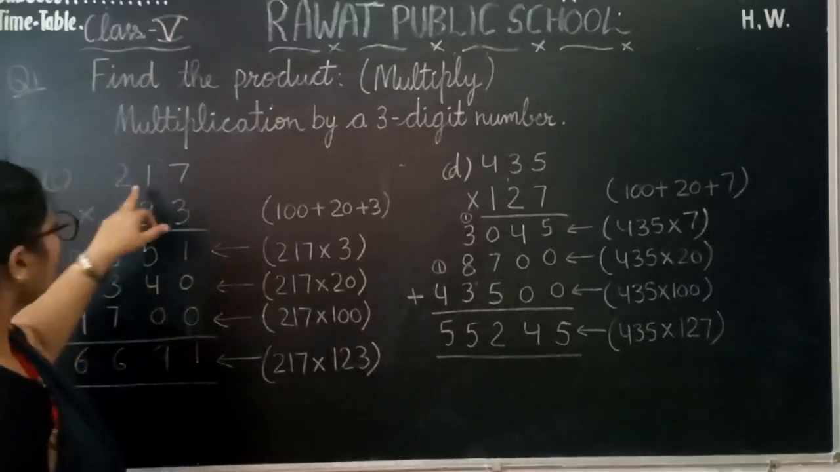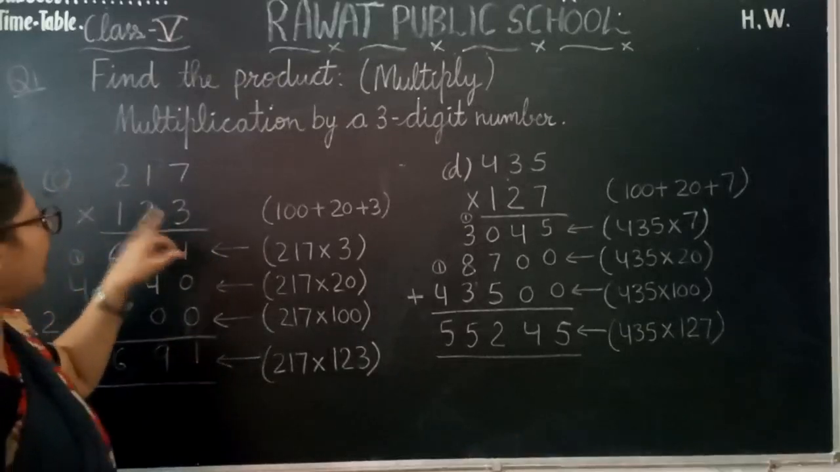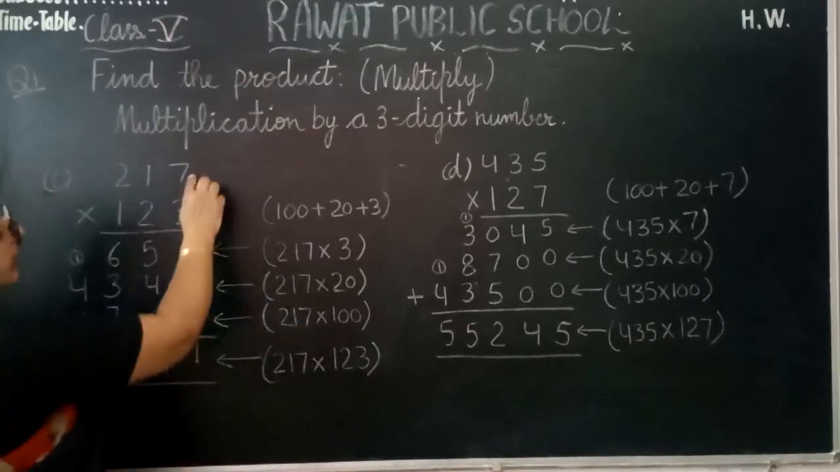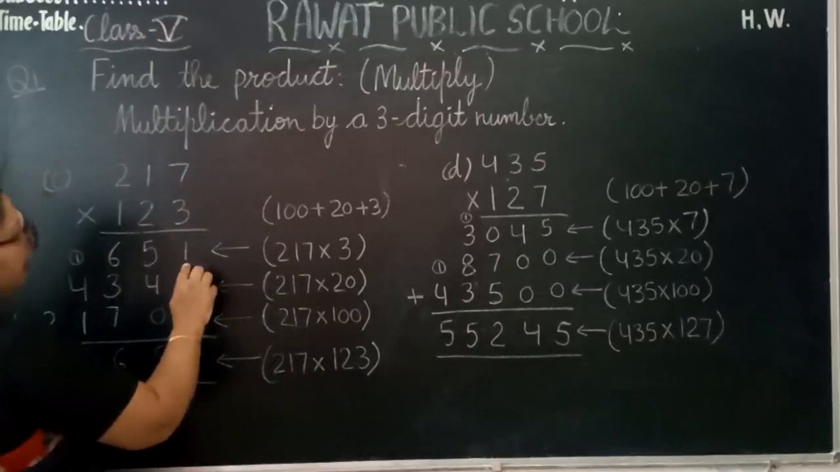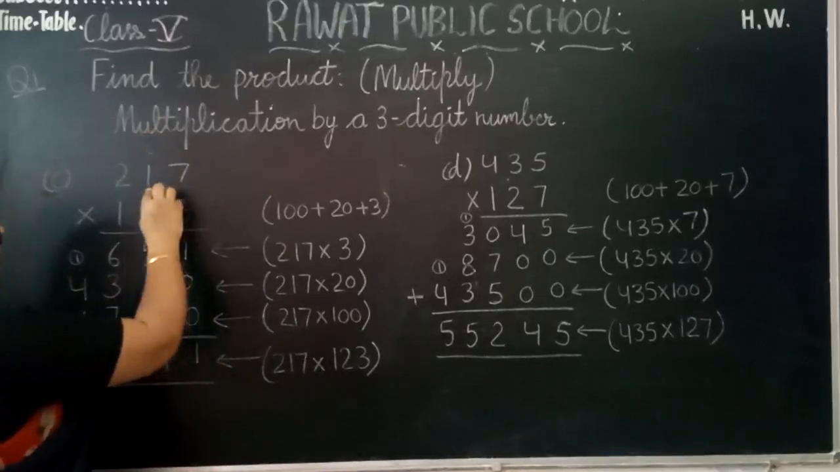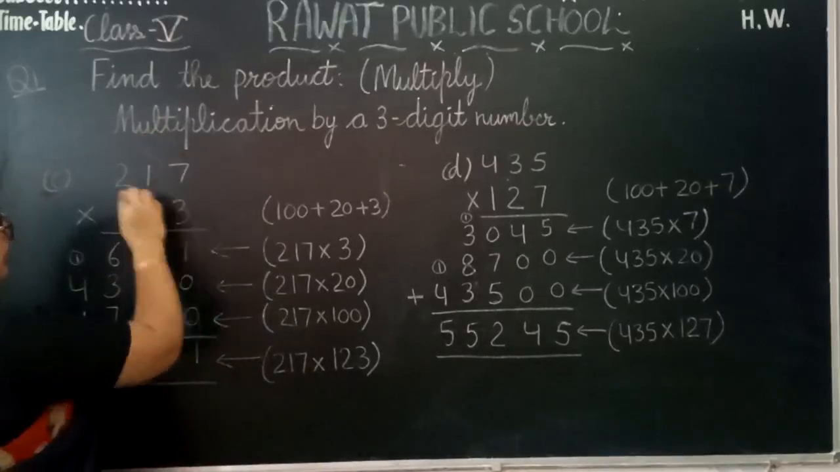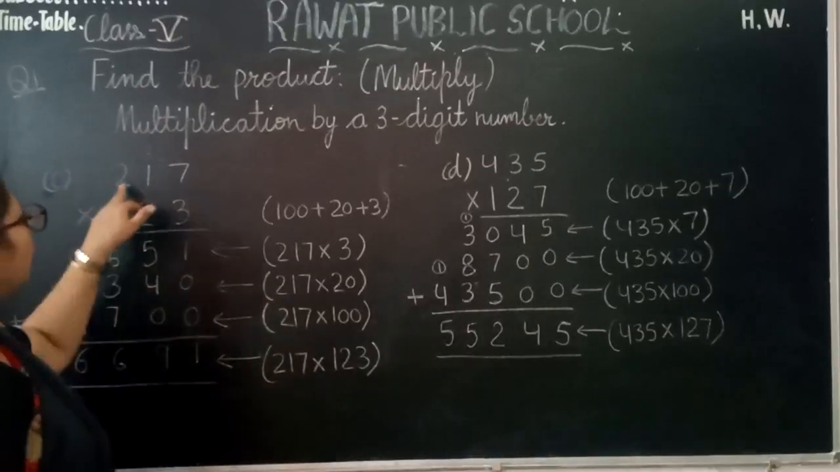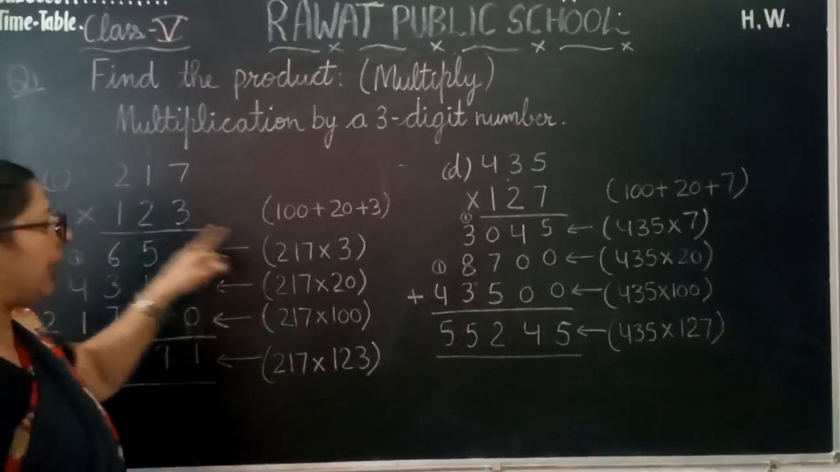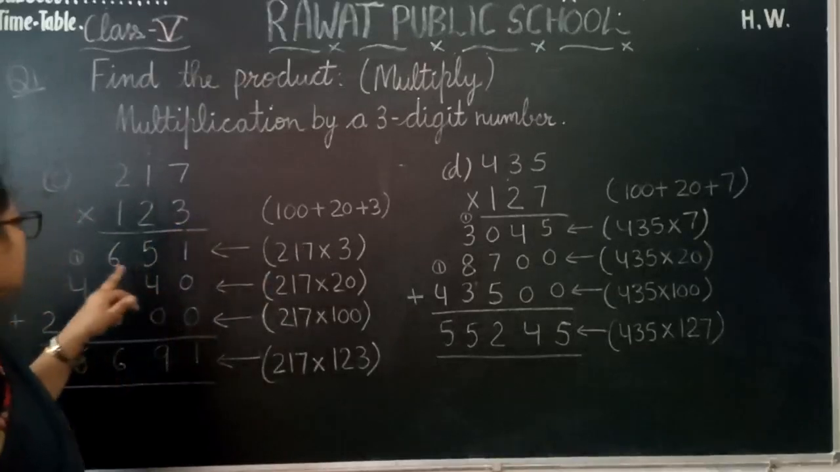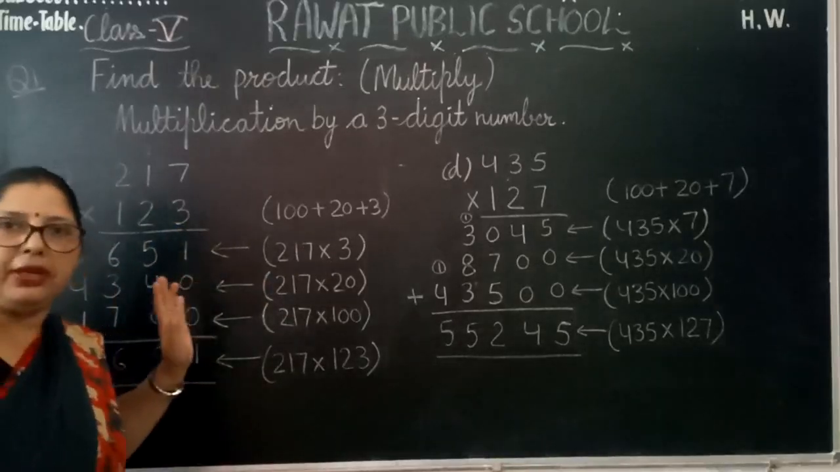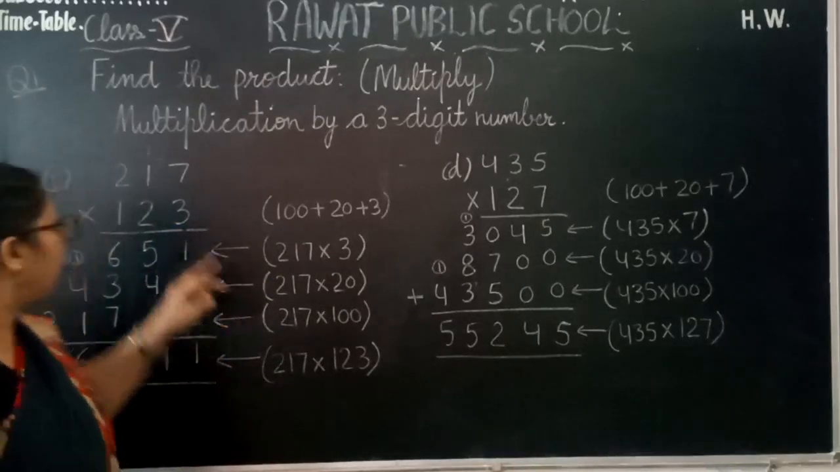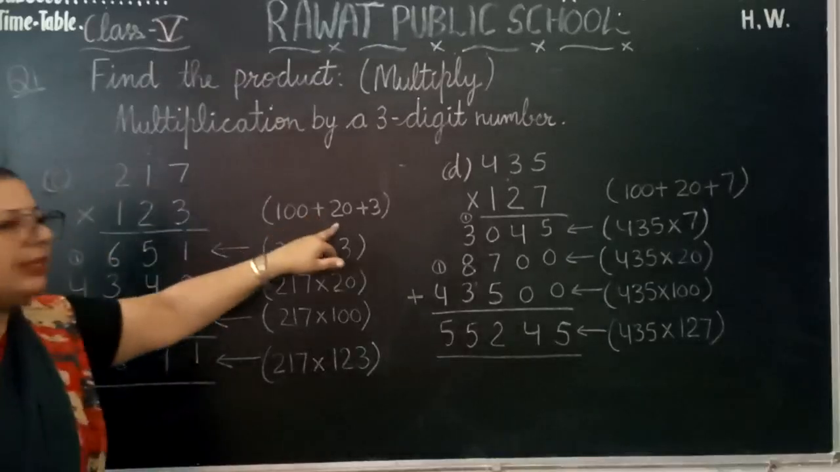Now 217 multiplied by 3. So 3 sevens are 21, write 1 carry 2; 3 ones are 3 plus 2, 5; 3 twos are 6. So 217 multiplied by 3 is equal to 651. Now next we multiply by tens number.